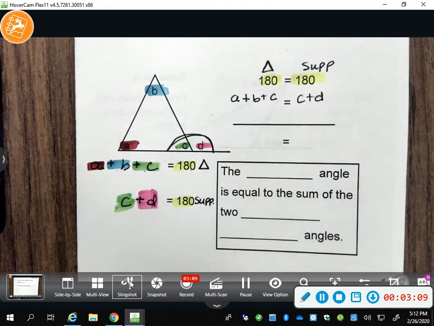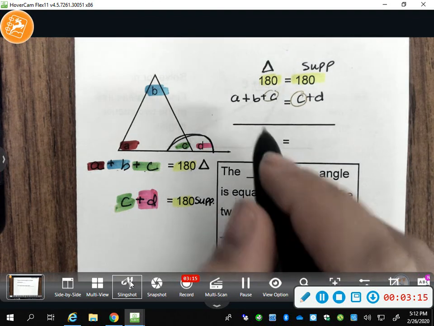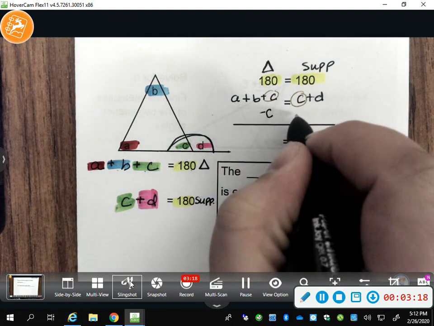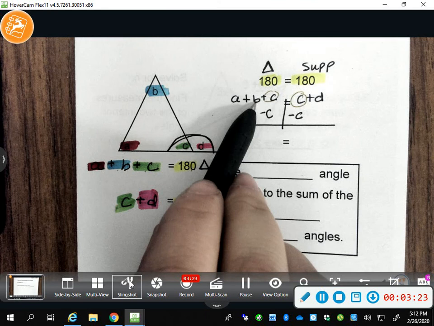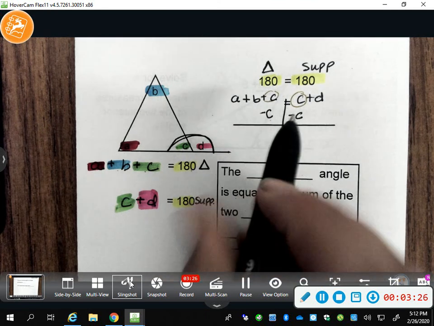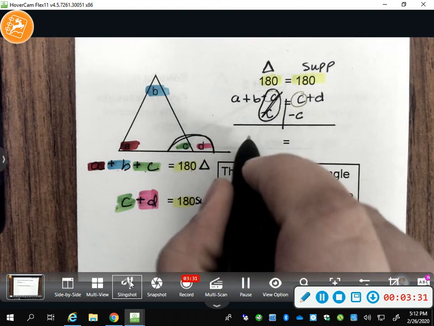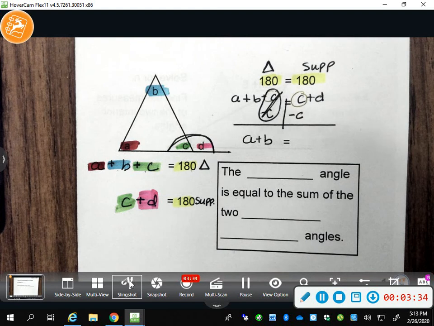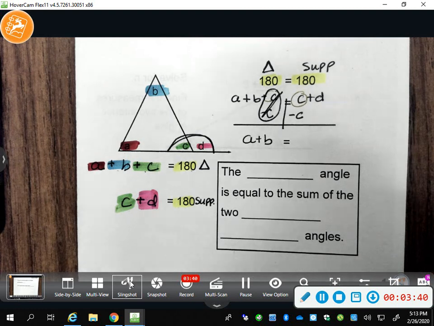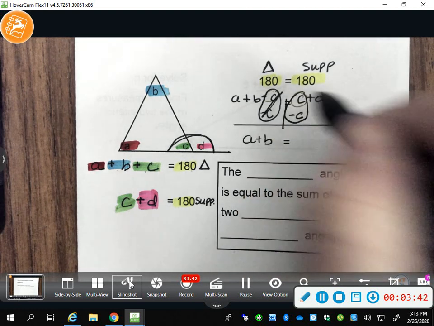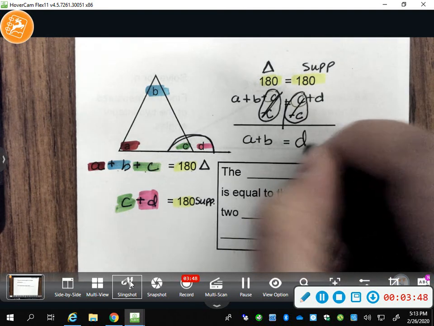The first thing I notice is that both sides of my equation have a C. Let's look at what happens when we subtract C from both sides of the equation. On the left side, A plus B plus C minus C. Plus C and minus C make 0. So all that remains is A plus B. On the right side, I have C plus D minus C. If I rearrange the order, I can look at C minus C first. C minus C is 0. On the right side, you just have D.